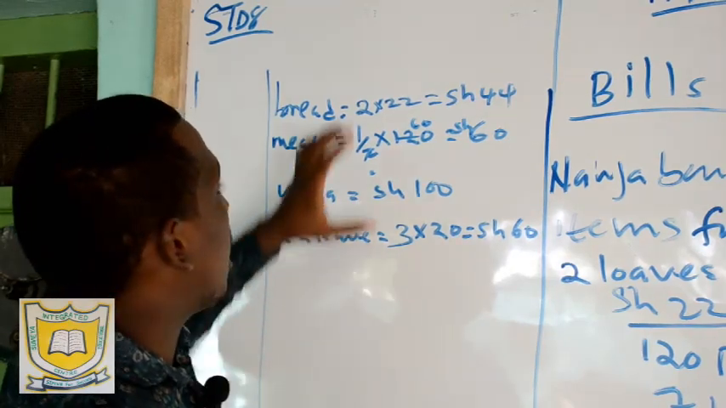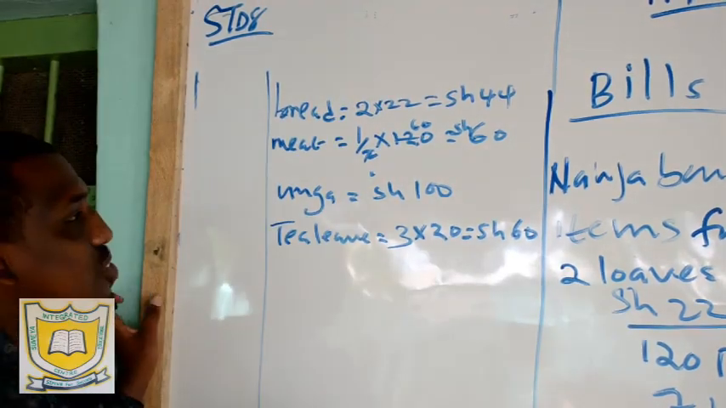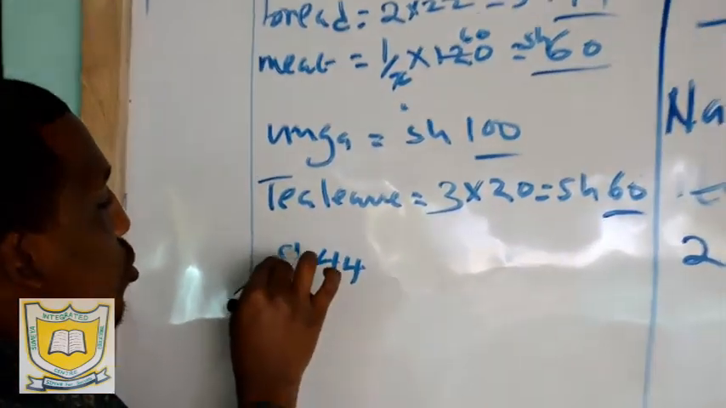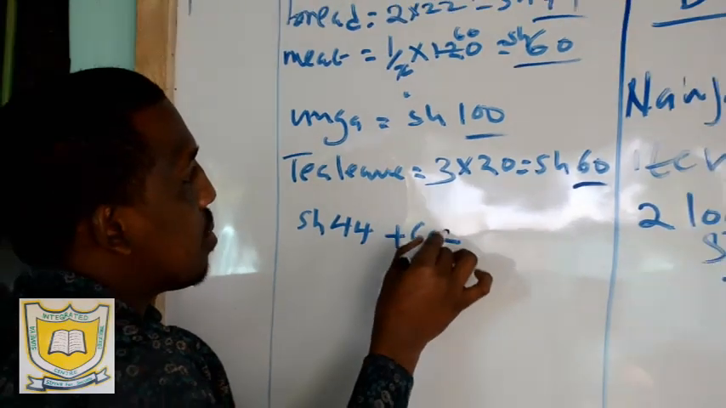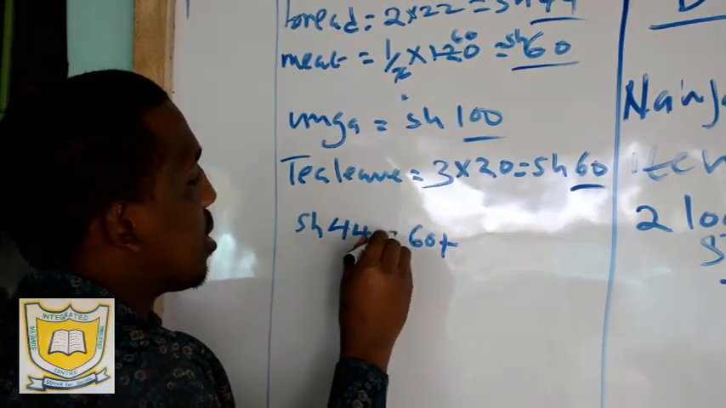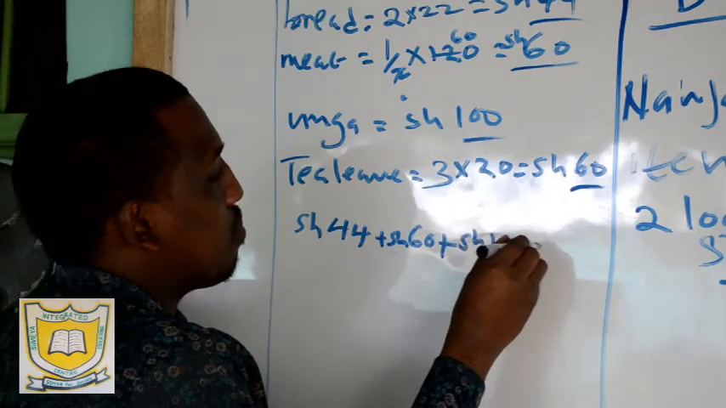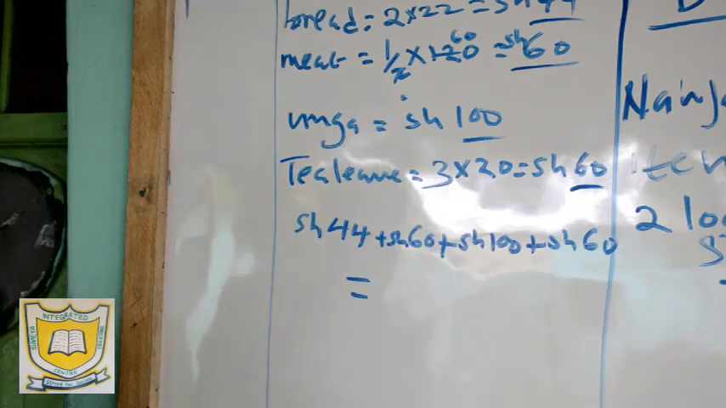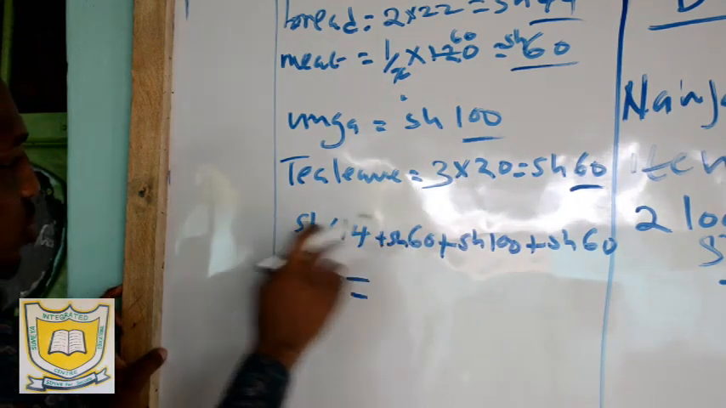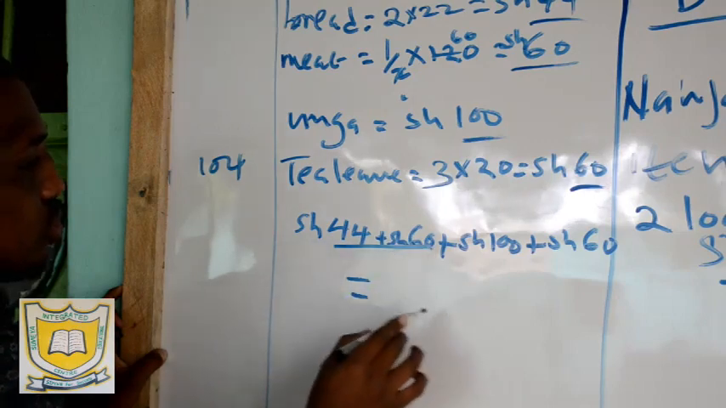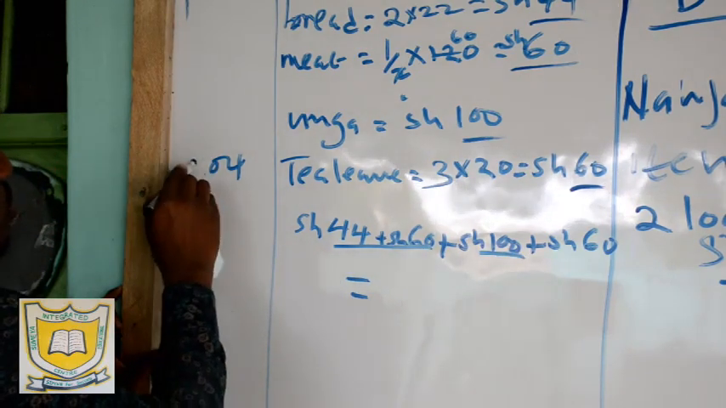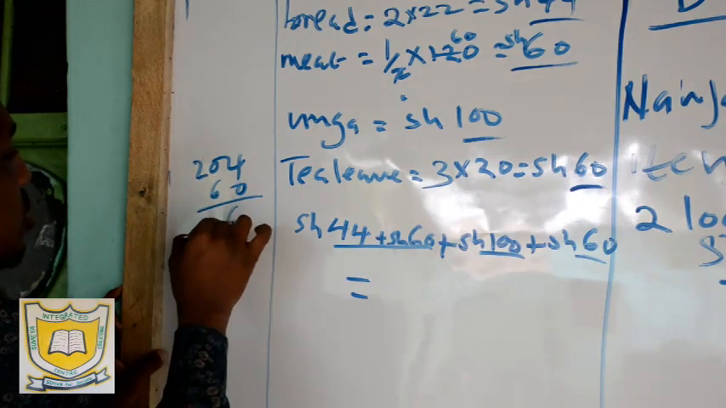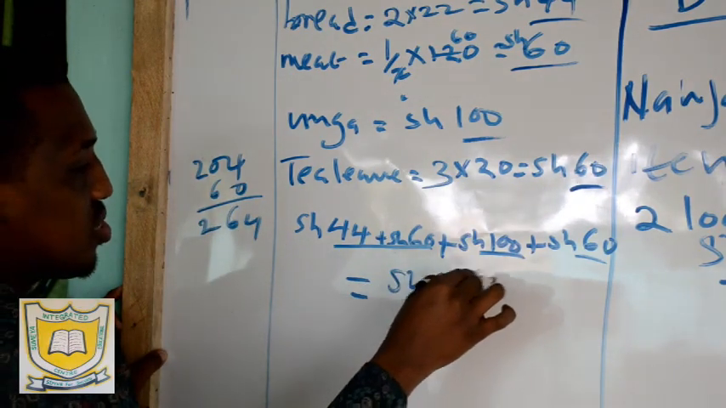Now, what was her bill now? What do we do now? We add. We only add. So we say shillings 44, plus shillings 60, plus shillings 100, plus shillings 60. So what do we get now? Here is 104. 104 plus 100, 204. 204 plus 60, you get 264. So here is shillings 264.